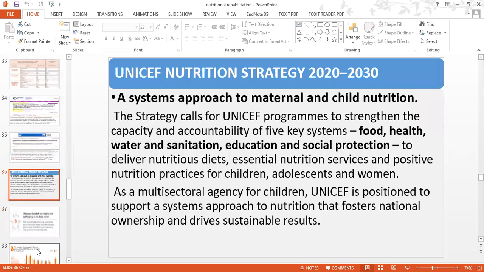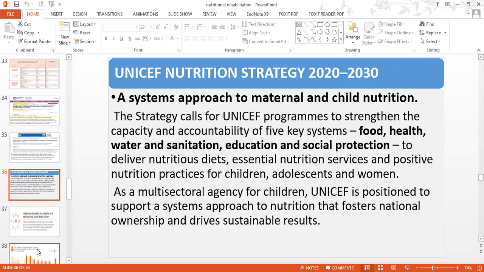What is the UNICEF nutrition strategy for 2020 to 2030? Basically, they emphasize strengthening the capacity and accountability of 5 key systems. These key systems are food, health, water and sanitation, education, and social protection.